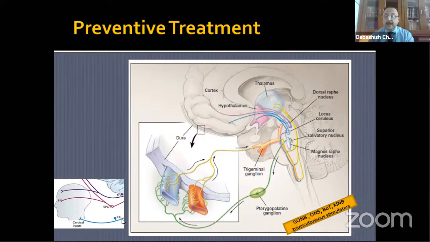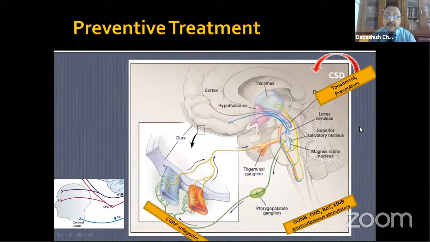And so you can have a greater occipital nerve block, occipital nerve stimulation, Botox injections, multiple sites where you are blocking the peripheral nerves, multifocal nerve blocks, and transcutaneous stimulators. In order to block that CSD, you have a drug called tonabersat, which is a gap junction inhibitor, as I was talking about, that is very helpful for preventing aura, but it does not affect the headache part. And there are a lot of preventives which have been shown also to affect the CSD in various studies.